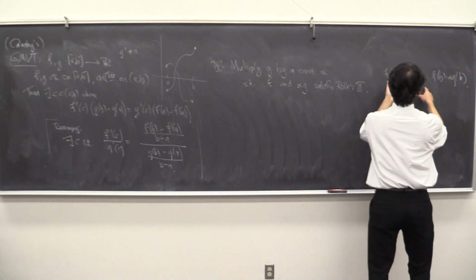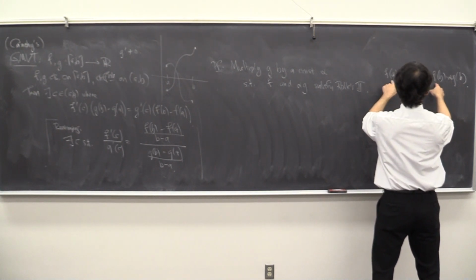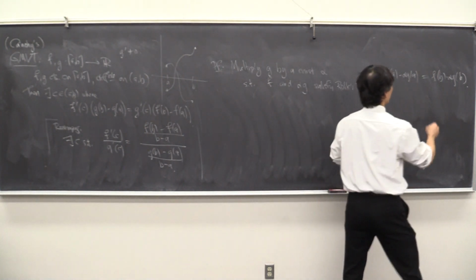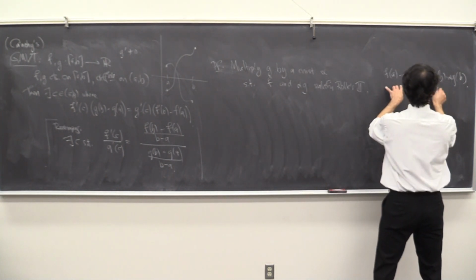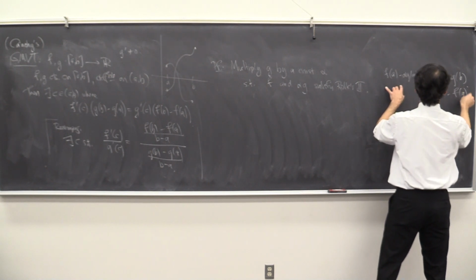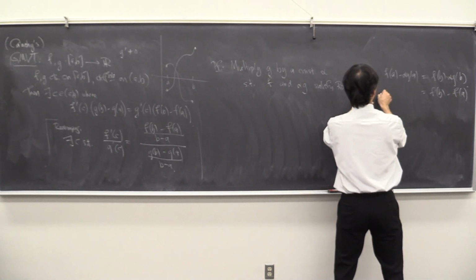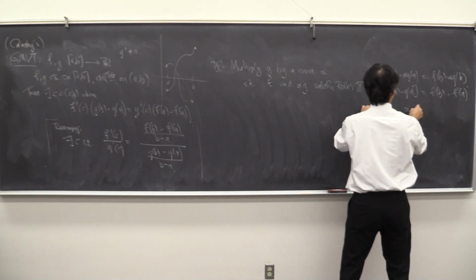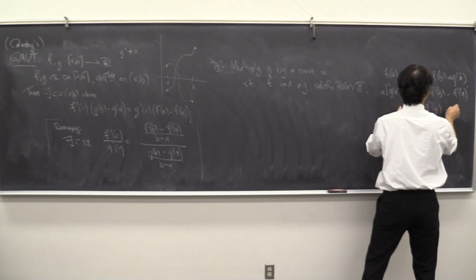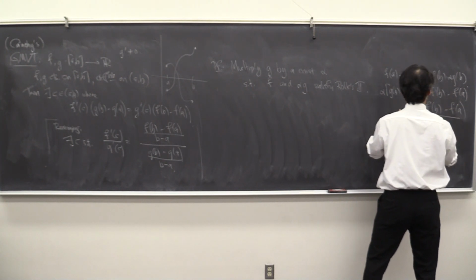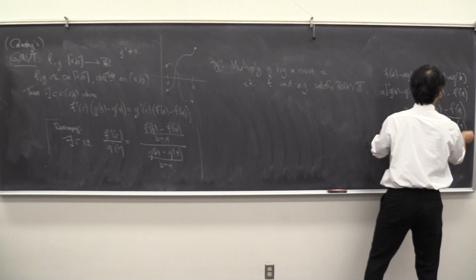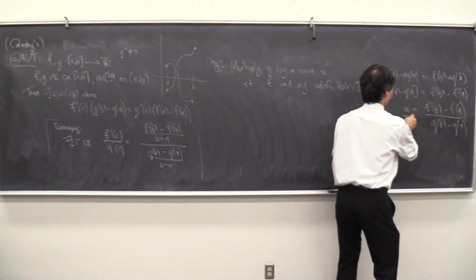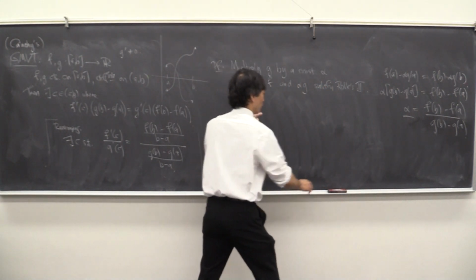And you see what you would have to do. I'm going to rearrange a little: f of b minus f of a equals alpha times g of b minus g of a. Alpha is going to be this number. Just an elementary calculation shows you what alpha is needed. So that's the alpha that will work.